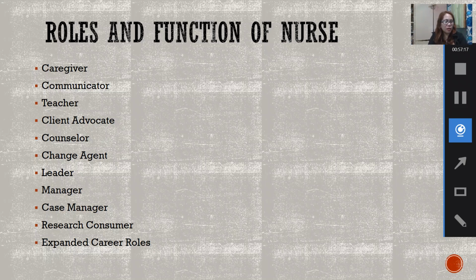So, research consumer. Of course, nurses often use research to improve client care. So, yung mga nakukuha sa research, sa study, ginagamit natin yan. Ina-apply natin yan, we are the consumer, into our practice para mas magiging effective yung ating care doon sa patient at mapabilis ang recovery ng client.